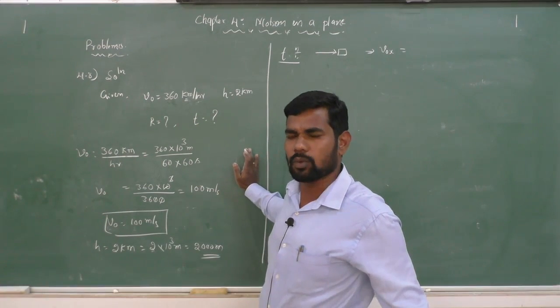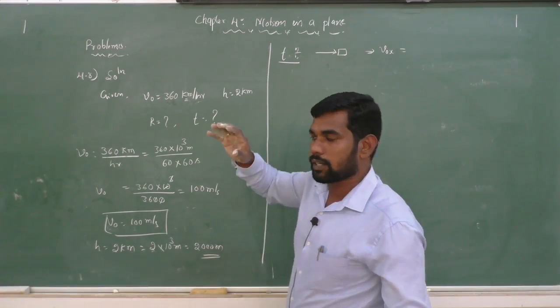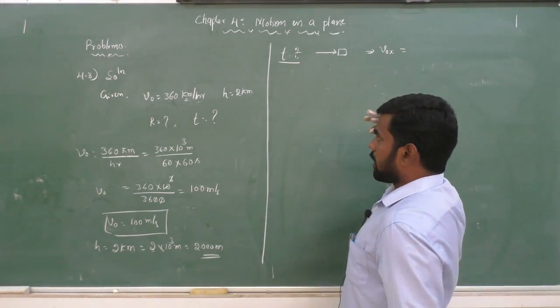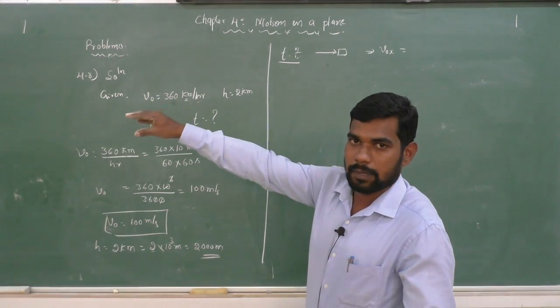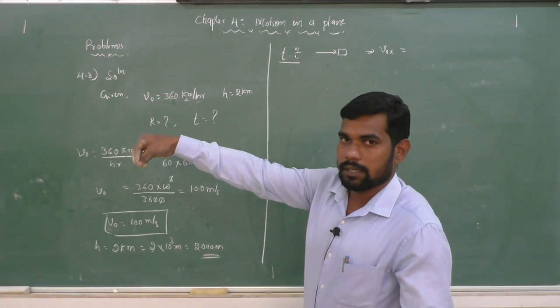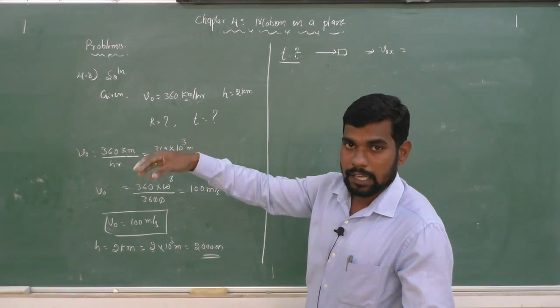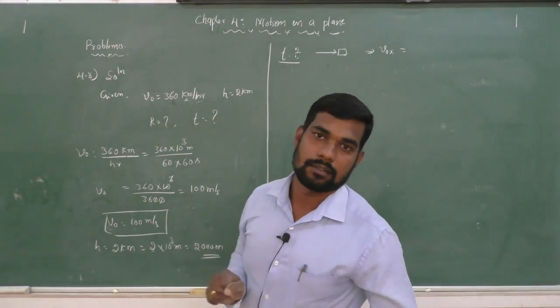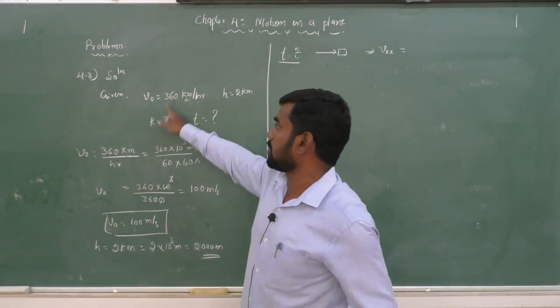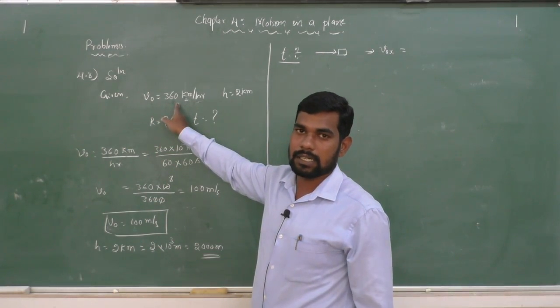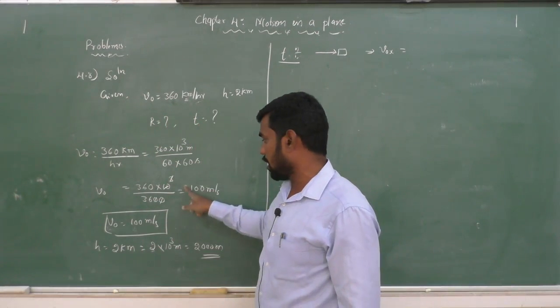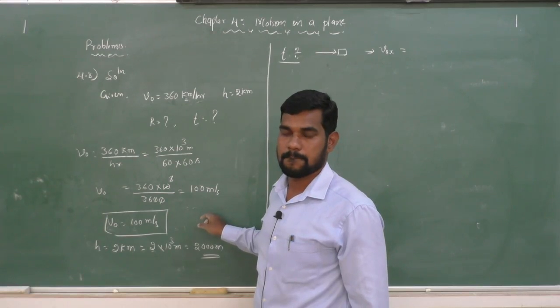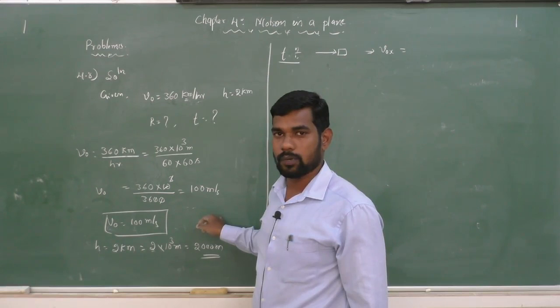Very, very important. Don't get confused. Whenever the aeroplane moves with 360 kilometer per hour and drops some object or food packet, the food packet will definitely have the horizontal velocity same as that of the aeroplane velocity. That one is 360 kilometer per hour or 100 meter per second. I hope you understood.